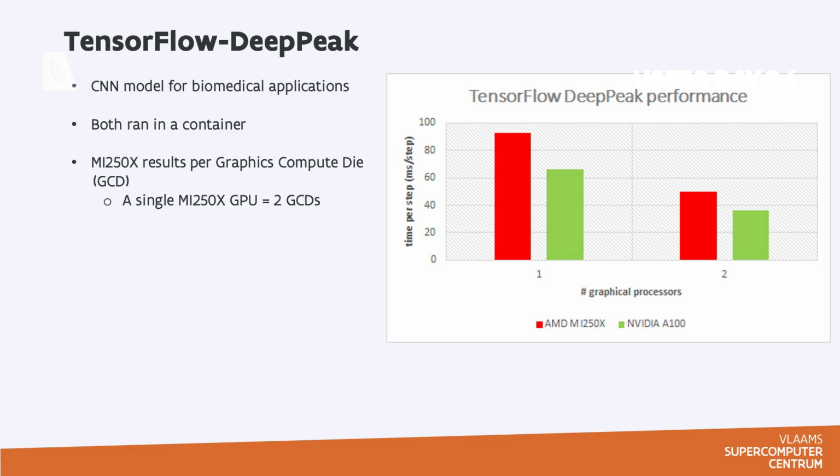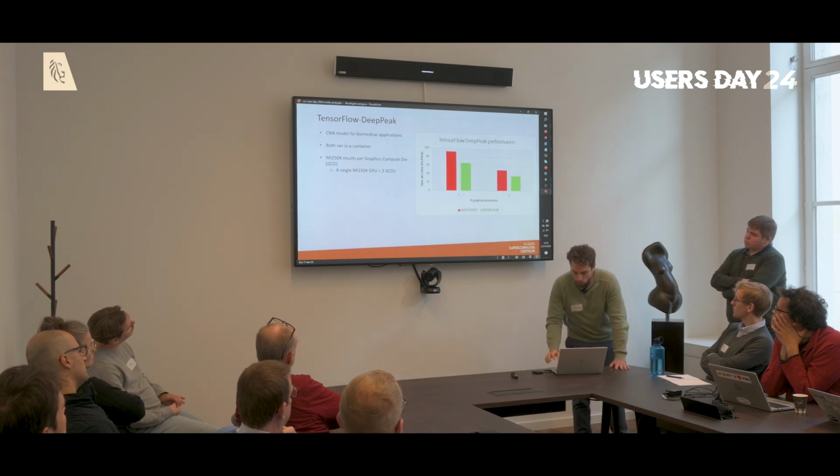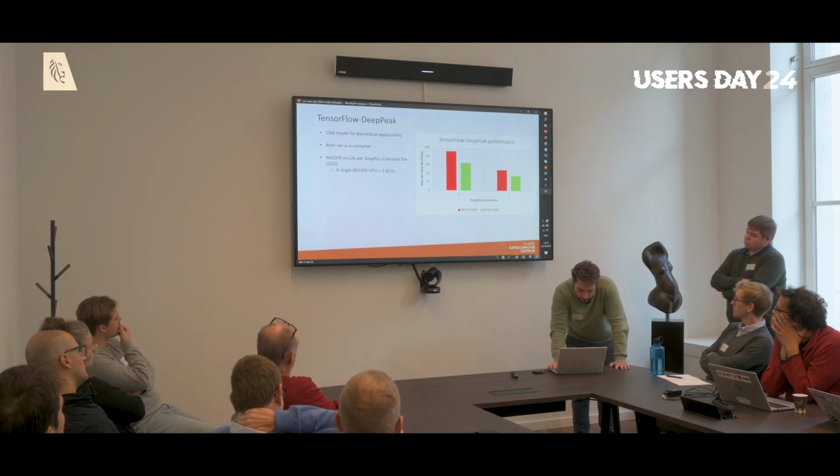So here it's the other way around. The lower the value, the better the performance, because we measure time per step. And you could conclude here that the A100 GPUs are performing better, but then again, we are using a single GCD in the first case. So you could also argue that it makes sense to compare this result from AMD with the first one, depending on how you look at what a GPU exactly is.